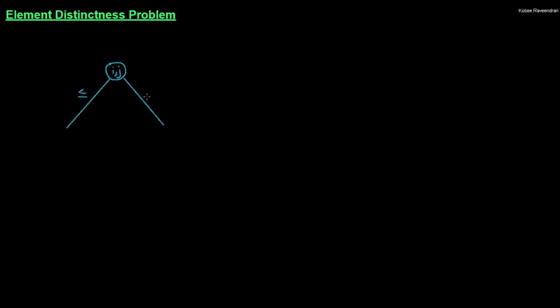So we'd have a less than or equal comparison, and maybe a greater one over there. Then down here, we can have a separate comparison for determining whether i is less than j or whether it's equal to.